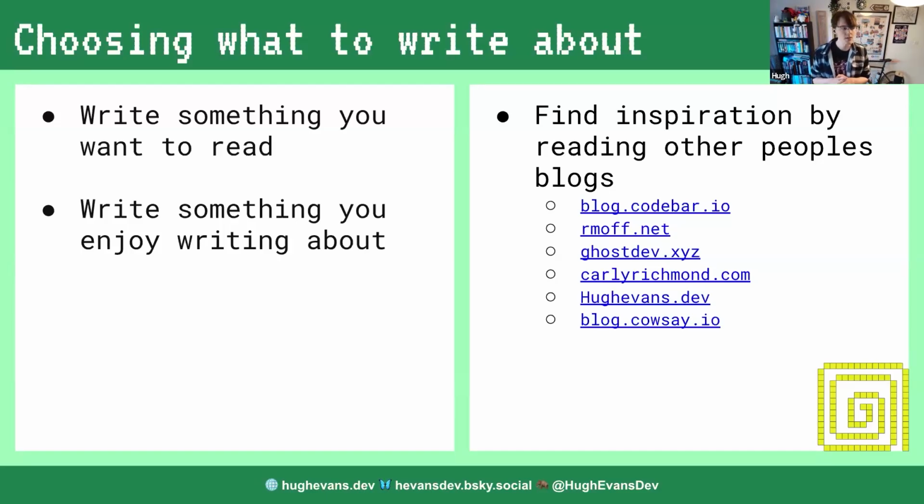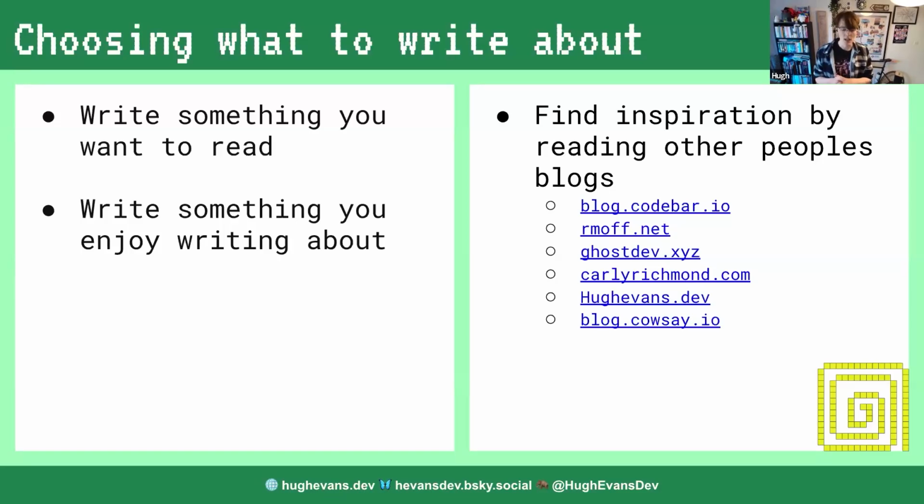Another great place to look for ideas of what to write about is to look at other people's blogs. Shameless plug for my own blog here, but there are some other great blogs on this list. The Codebar blog is very cool. Then there's people like Armoff and Willow, Leo, who was instrumental in helping to make this workshop happen, and Carly Richmond, all awesome blogs with a variety of ideas, people doing a mixture of technical and non-technical writing. And there's some good stuff in there about writing as well.